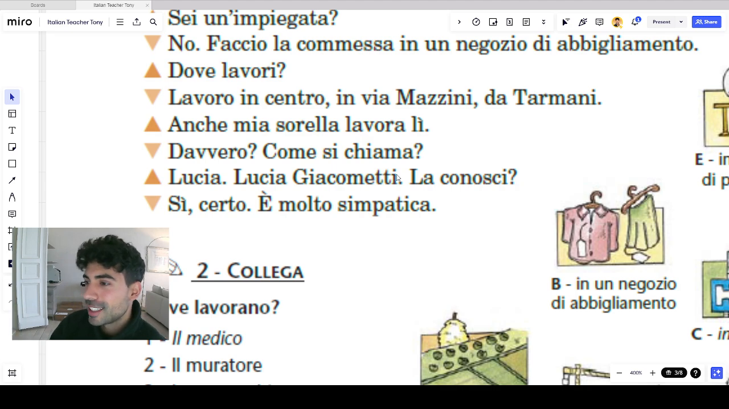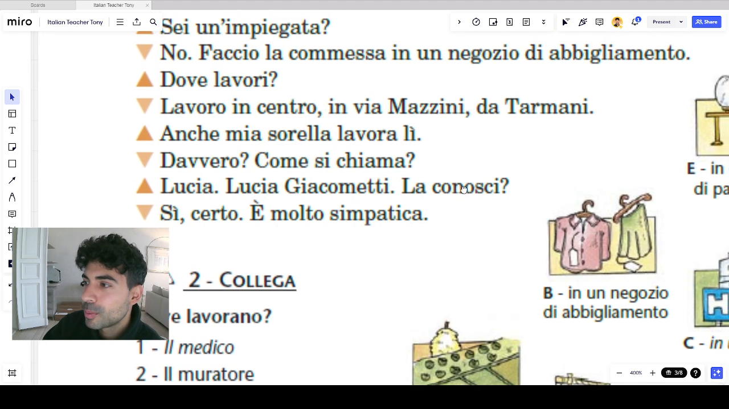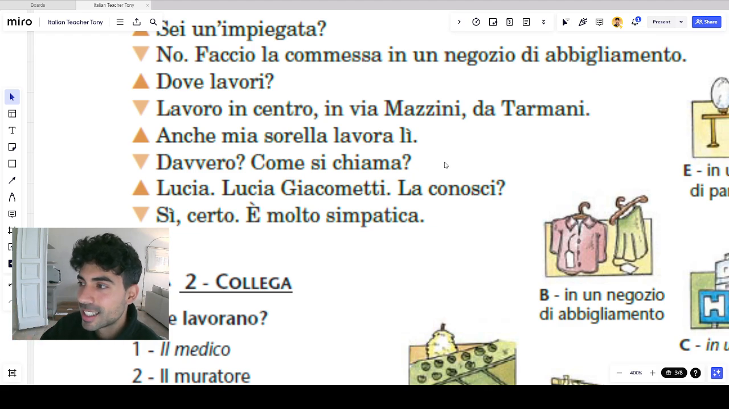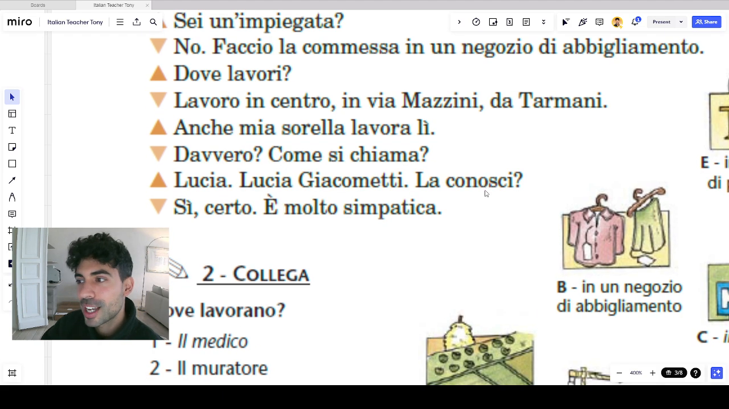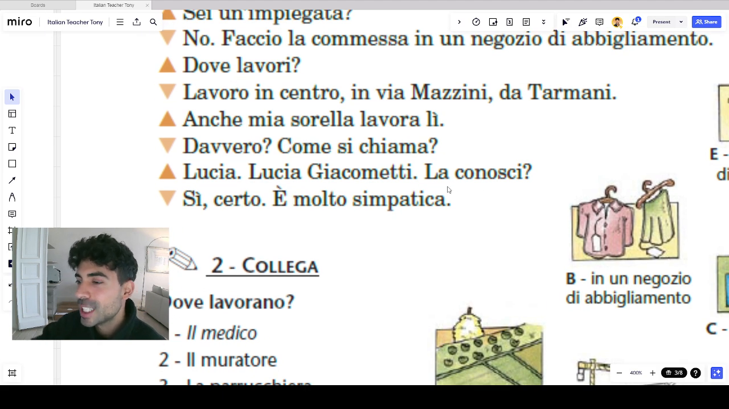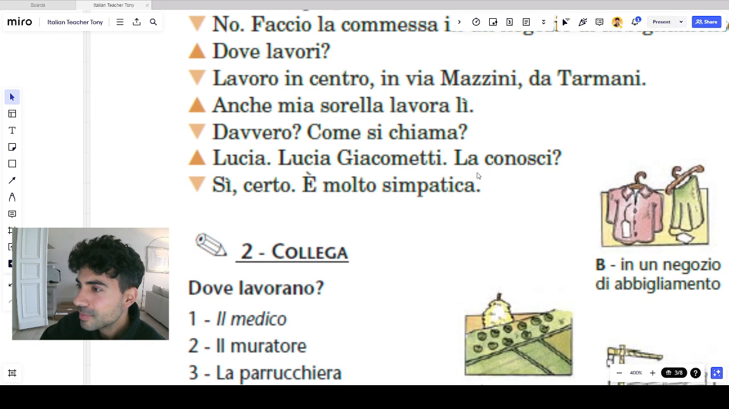Pay attention that in Italian, when the verb is at the present tense, the pronoun goes before the verb. So in English you would say, do you know her? In Italian you say, la conosci. This her, la, in Italian goes before the verb when it's present tense. So don't get confused, la conosci. This will be more explained later on when I'm talking about pronouns, but only in the advanced class.